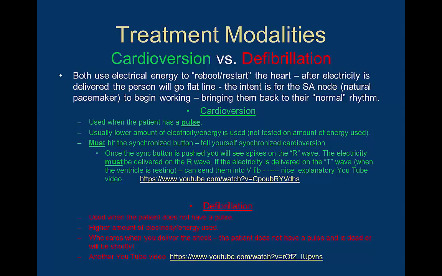So here's the process. Let's say you have a rhythm. The patient has a pulse, but they have altered mental status and they're unstable. We want to synchronize cardiovert. We're going to hit the sync button. We're going to figure out how much energy we want to use. And as we look at the monitor, we're going to notice that there are spikes placed on the R wave, because we never, ever, ever want to put electricity on the T wave, because that's when repolarization occurs and the ventricle is resting.